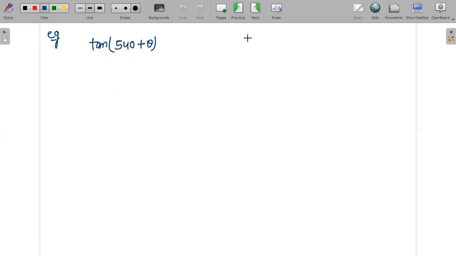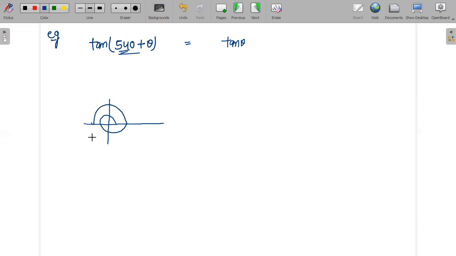Let me take one more for better understanding. This time we have to deal with 540 plus theta. Let's figure out this 540. It is an even multiple of pi by 2, so we'll have the result in tan only. There we go, tan theta. Now, what about the sign? For the sign, you have to check where this 540 plus theta lies. There you go: we have 180, then we have 360, and then we have 540.